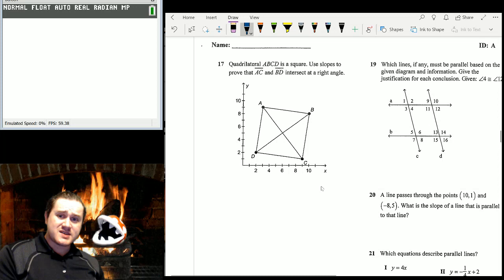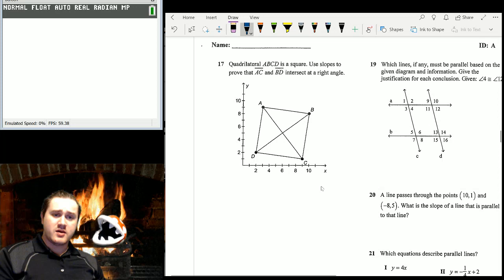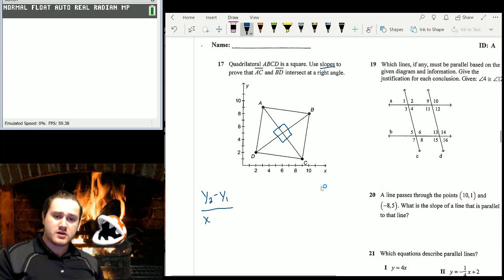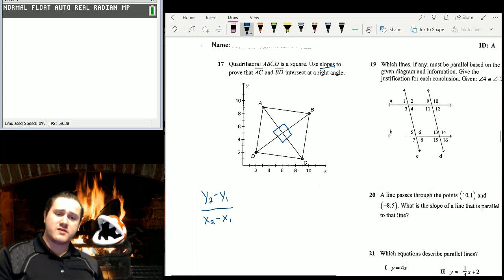Use that to your advantage. Figure out those values. Alright, number 17 has quadrilateral ABCD as a square. It uses slopes to prove that basically AC is perpendicular to BD. So we're wanting to show that these are 90-degree angles here. The way that we do that is by slope formula. Again, it tells us that. So the slope formula is y2 minus y1 over x2 minus x1. And again, it doesn't matter honestly which one you pick. You just pick an x or y that goes first, and whichever one you pick first goes first on the bottom as well.